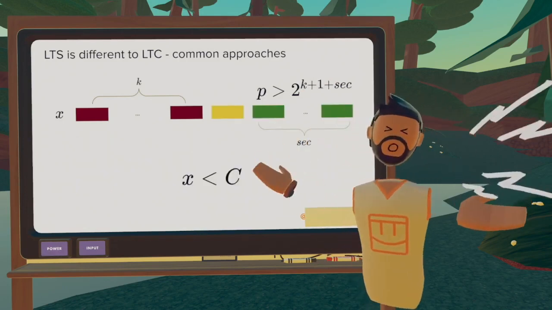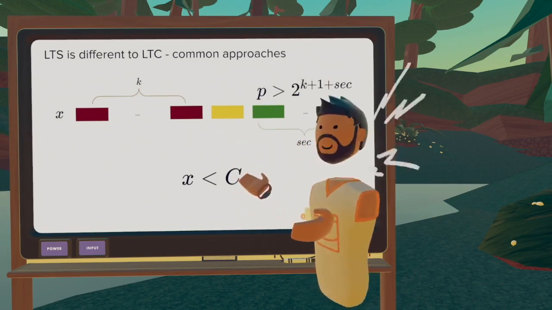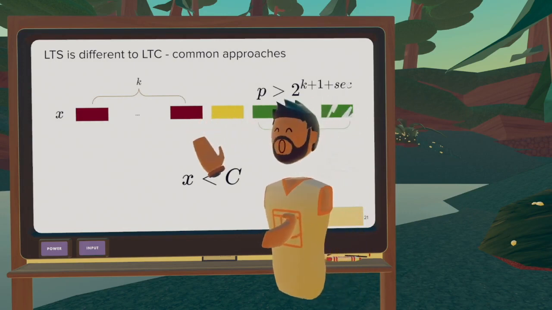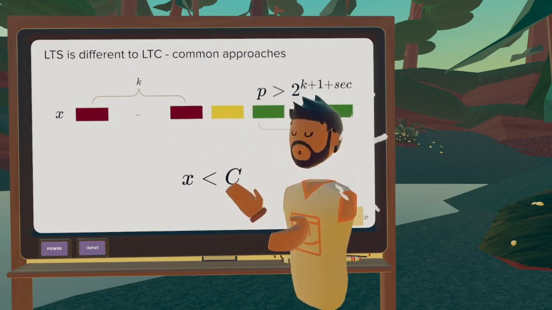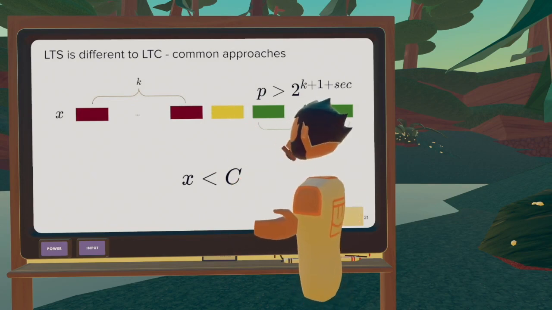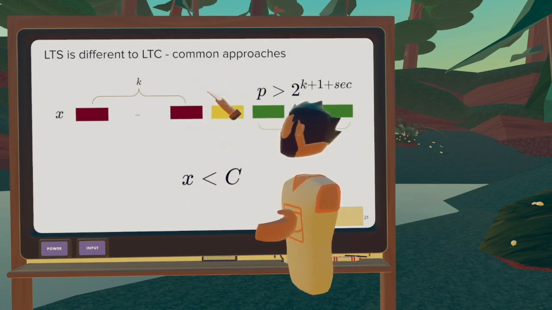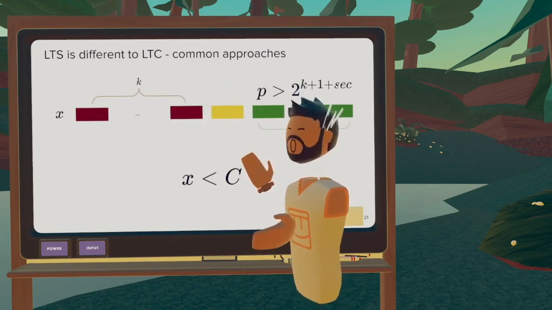The same goes for the case where we need to compare x with a constant. Say this constant is 0, for example. If we want to compare whether x is smaller than 0 and x is a k-bit number, we need to force x to be positive. So we add 2 to the k, apologies, we add 2 to the k minus 1, and now it's for sure a positive number.